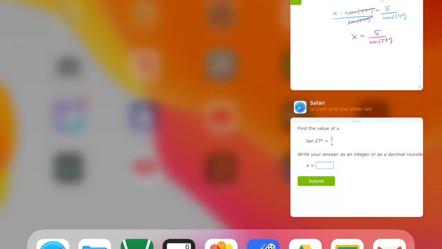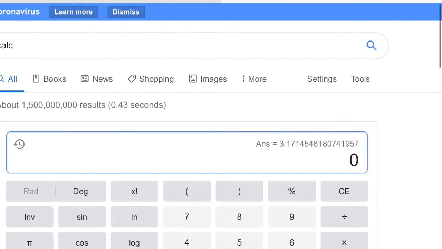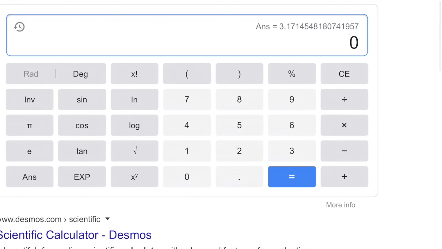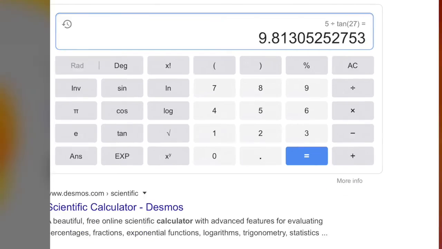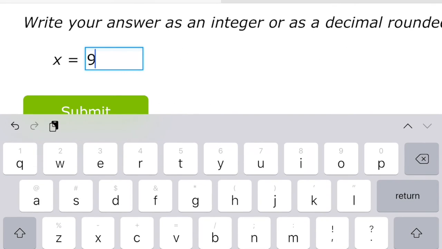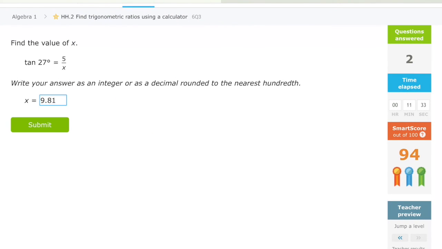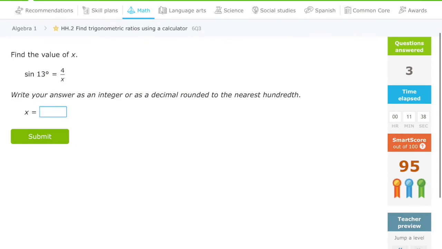Okay, so 5 divided by the tangent of 27. So in our calculator, we're going to type in 5 divided by tangent 27 and use our parentheses. And we get 9.81. So we're going to do 9.81. And ready for this? Time will tell. You got it. Okay. All right.